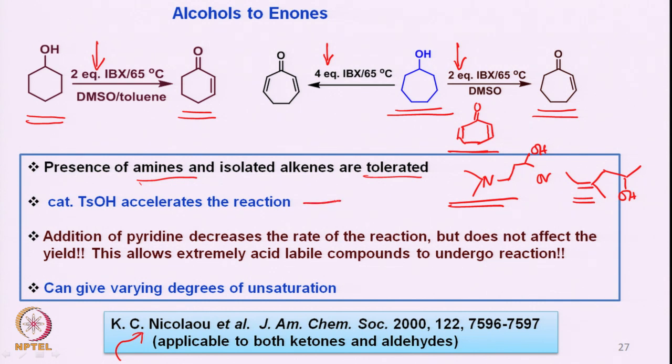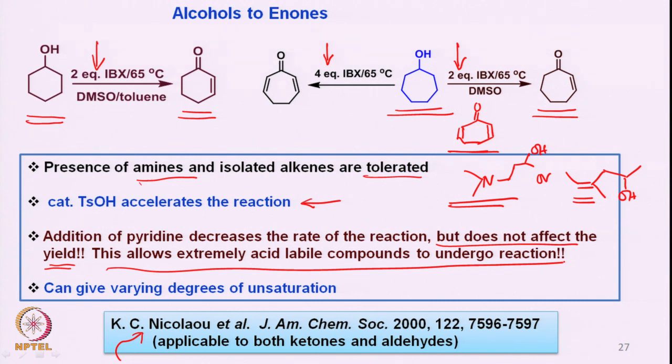It is observed that a catalytic amount of p-toluenesulfonic acid increases the rate. Addition of pyridine decreases the rate of the reaction. Now it is just exactly opposite of p-toluenesulfonic acid. So an acid catalyst increases the rate, but a basic catalyst like pyridine decreases the rate of reaction but does not affect the yield. It does not really affect the yield, it might just take a little longer. This allows extremely acid labile compounds to undergo reaction.